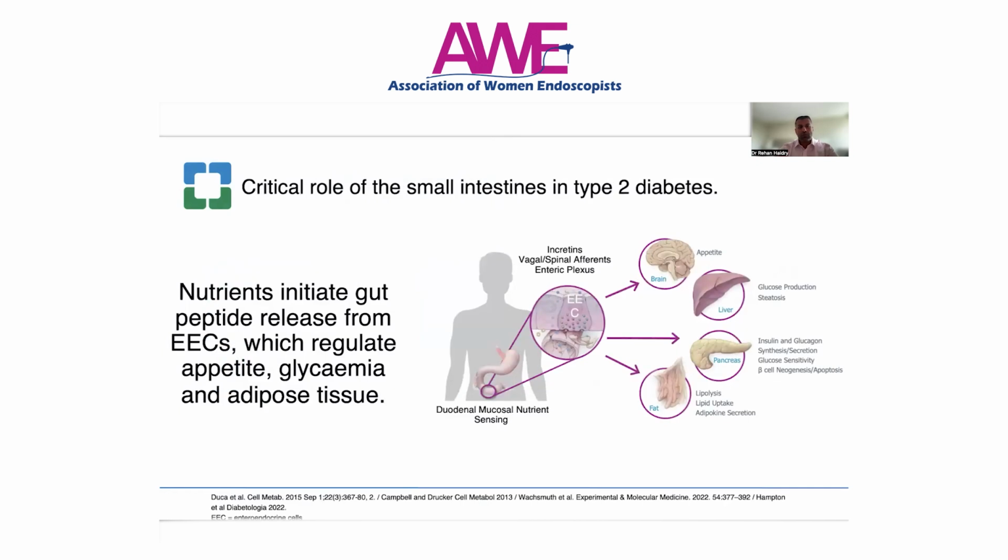And we know that the small bowel is integral in glucose homeostasis. And we know that the proximal foregut and the proximal duodenum is where nutrients initiate this gut peptide release from the enteroendocrine cells. And these will regulate not just appetite, but also glycemic control and fat deposition.